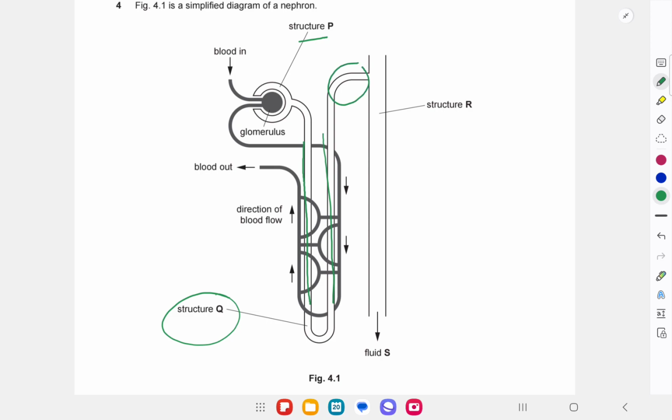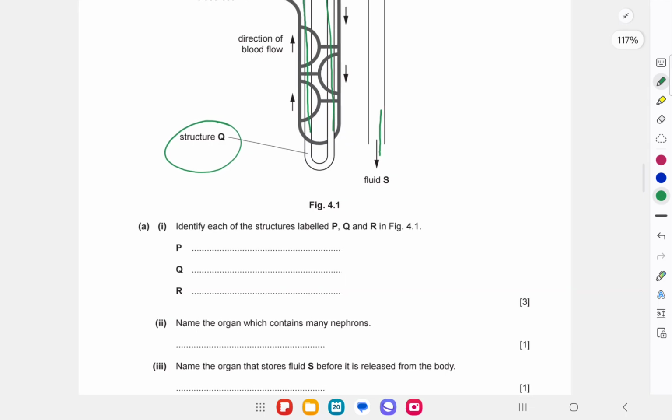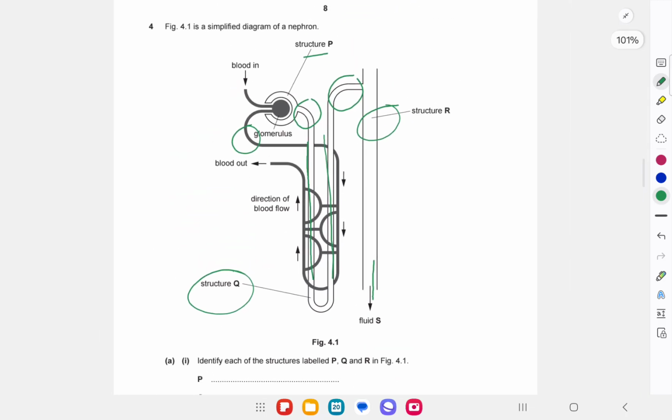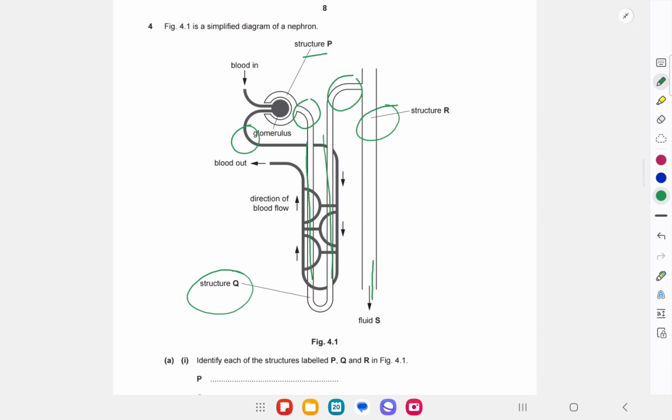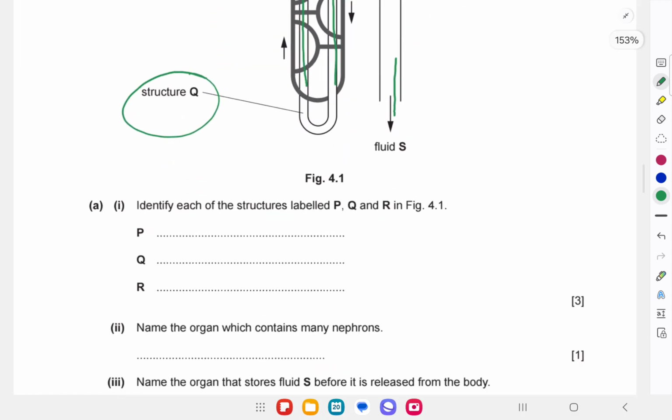And this is the distal convoluted tubule. This was the proximal convoluted tubule. This is the collecting duct, and the urine is passed into the renal pelvis. From renal pelvis, the urine goes into the ureter and eventually stores into the urinary bladder. Then it is excreted out through the urethra. And this is the efferent arteriole. Okay. Identify each of the structures labeled P, Q, and R. So P was Bowman's capsule, Q was loop of Henle, and R is collecting duct.